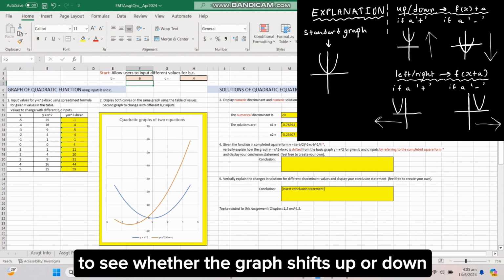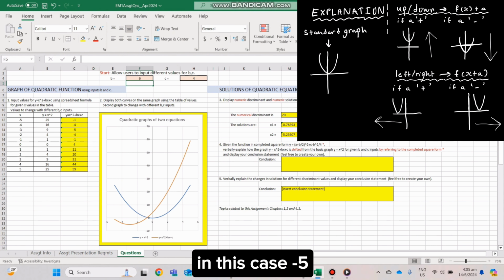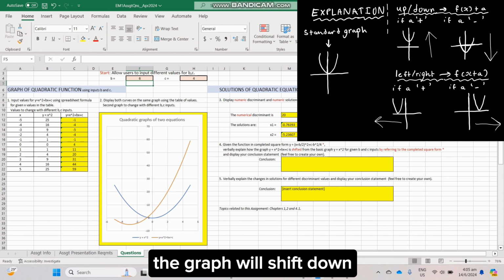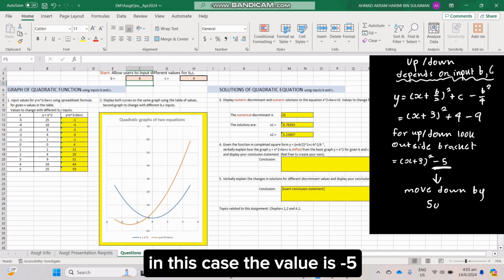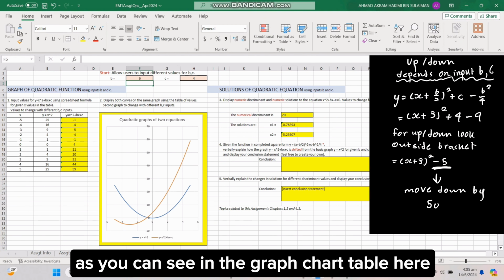To see whether the graph shifts up or down, we must look at the value outside the bracket. In this case, -5. If the value outside the bracket is negative, the graph will shift downwards. And if the value is positive, the graph will shift upwards. In this case, the value is -5. Thus, the graph will shift down by 5 units, as you can see in the graph chart here.